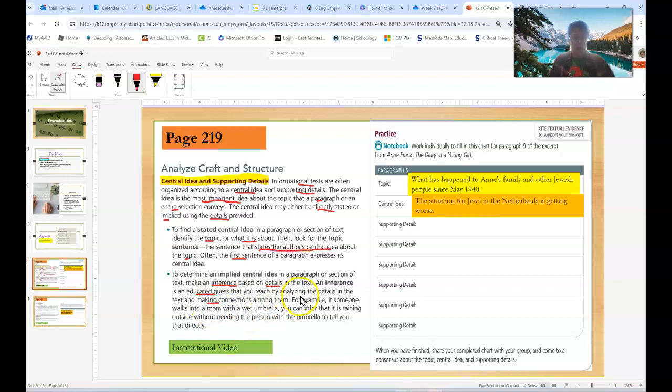So you're going to analyze, that means to break it down into the details and then find the connections among the details. For example, if someone walks into a room with a wet umbrella, you can infer that it has been raining outside without needing the person with the umbrella to tell you that directly. Now, I know some of you are thinking, well, it could be another reason, right? There could be a broken fire hydrant. But the best guess, the one that takes the least amount of assumption, is that it is raining.